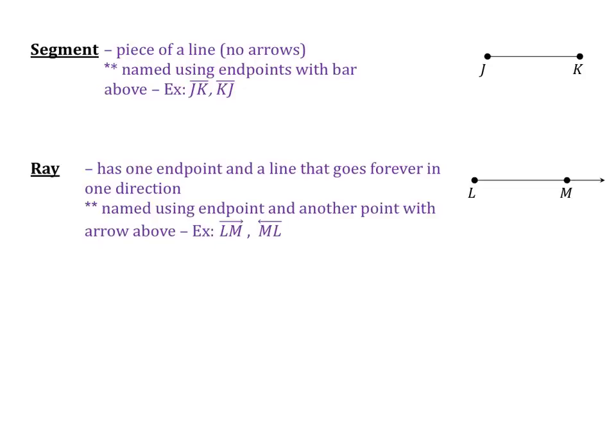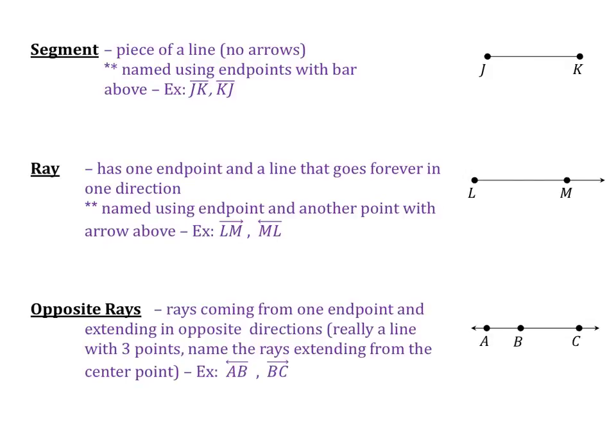A ray is a hybrid of a line and a segment. It has 1 endpoint and then a line that goes on forever in 1 direction. We name it just like the other 2 with 2 letters, L and M, but it's very important what goes above. So if we say LM, then our arrow has to point to the right because the endpoint is above L and the arrow is above M. If we wanted to name it in the reverse order ML, then we would also have to reverse the arrow so that the arrow is still above M and the endpoint is still above L.